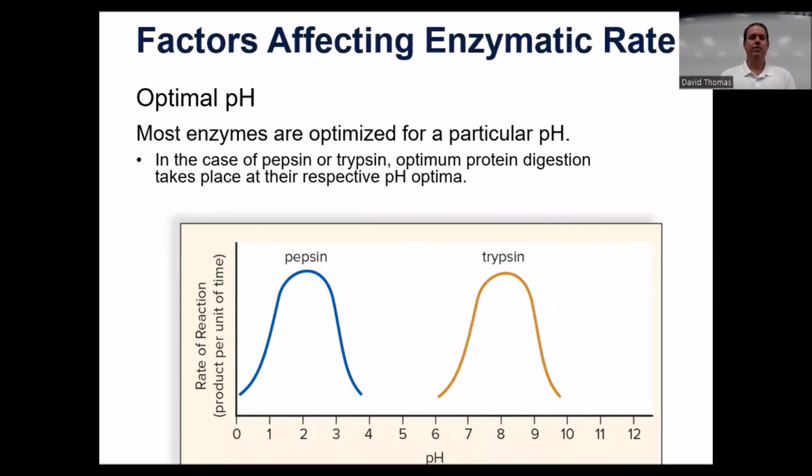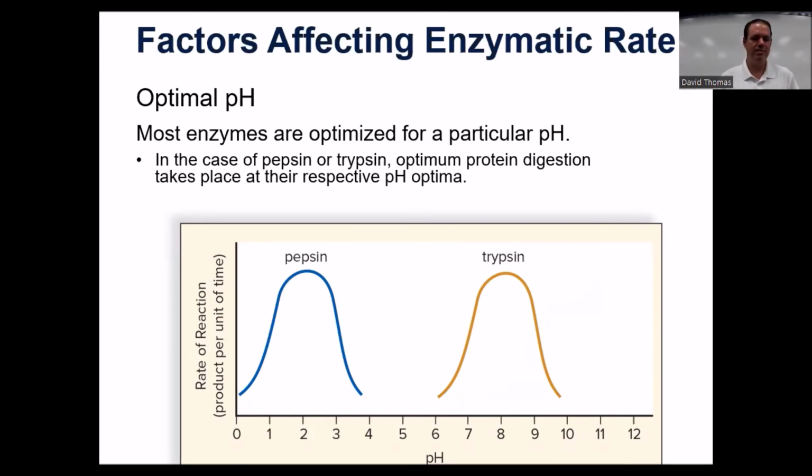Optimal pH. This is very important, especially for living organisms. Enzymes usually have a range or a specific pH level that they work best at, usually a neutral or slightly basic, or slightly alkaline, pH. This figure shows an example of two enzymes, pepsin and trypsin. They both function to break down protein. Pepsin is found in the human body in the stomach.